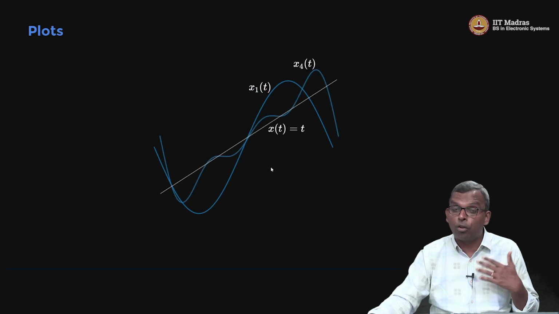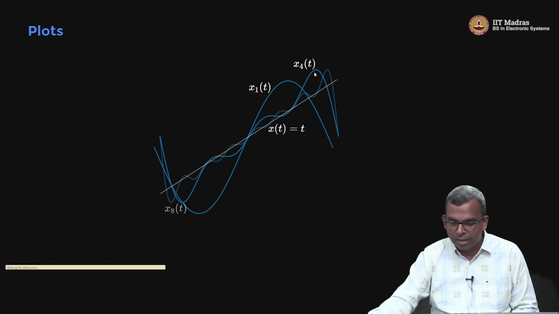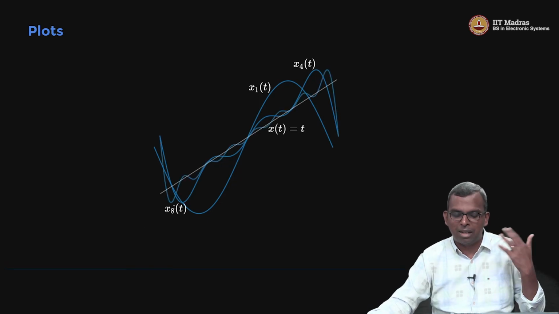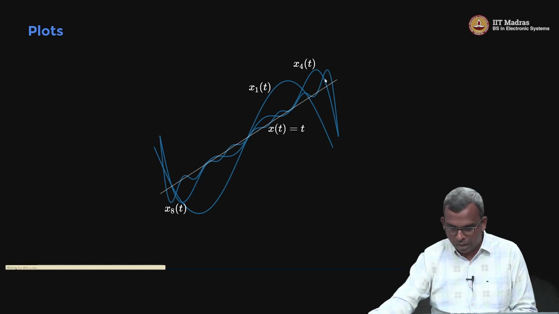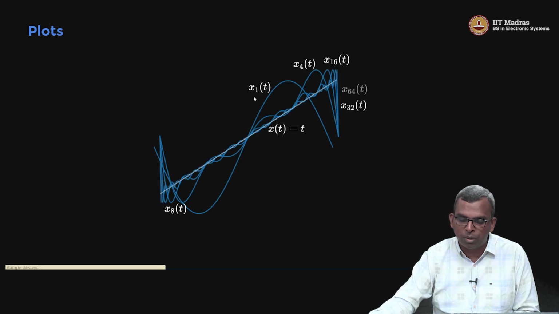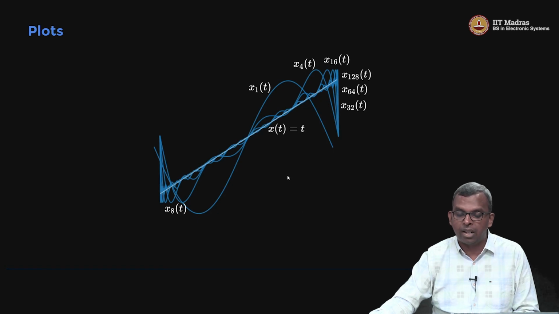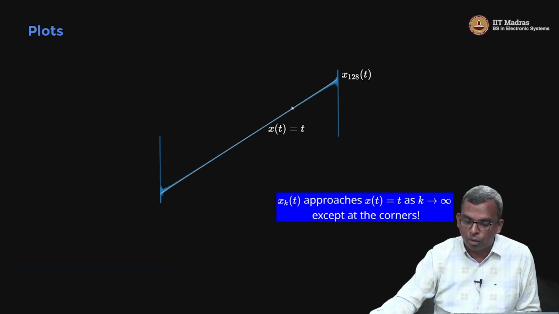Next, I have plotted x4 of t. So notice what's happening in x4 of t. Already there are 4 cycles here, but then you can see how it is coming close to the line. And this is x8 of t, just going a bit faster. You can see x8 of t is even closer, overall. Then you have x16 of t, it's going much closer, x32 is much closer, x64 is much closer, x128 is really close. So just to drive home the point, x of t equals t is completely covered up with x128 of t, except in the corners.